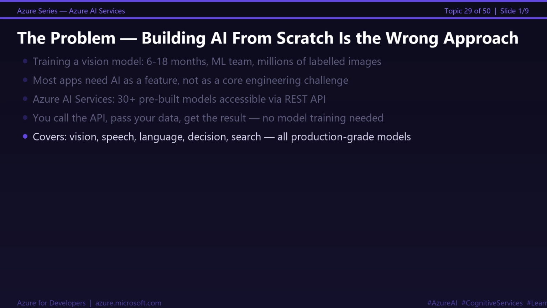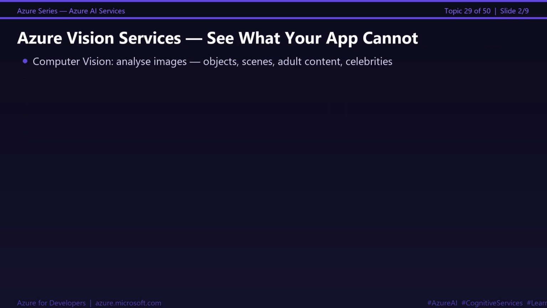OCR, optical character recognition, extracts text from images. Scanned documents, photos of receipts, screenshots, handwritten notes. It handles multiple languages, rotated text, and mixed fonts. The result is structured words, lines, paragraphs with their bounding box coordinates.